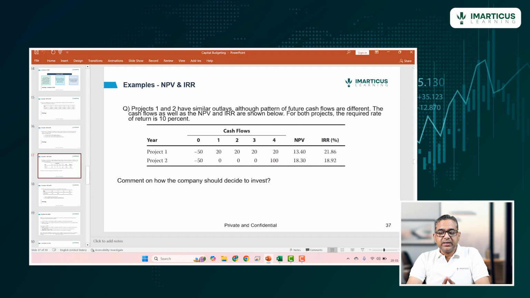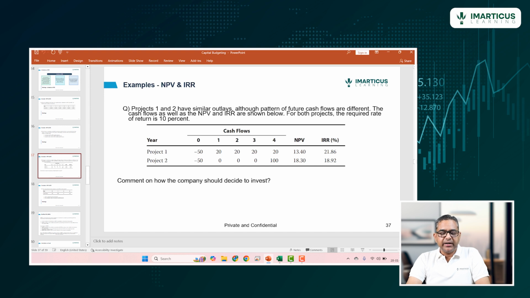But in case they want to take up only one, then we can suggest that they should go for project 2 because that has a higher NPV. That means the increase in the value of the firm would be 18.30 as compared to project 1, which is only giving an NPV of 13.4. So by investing 50, we are getting more value from project 2.